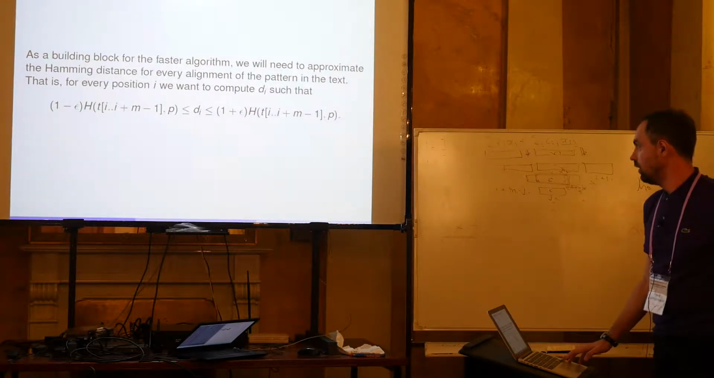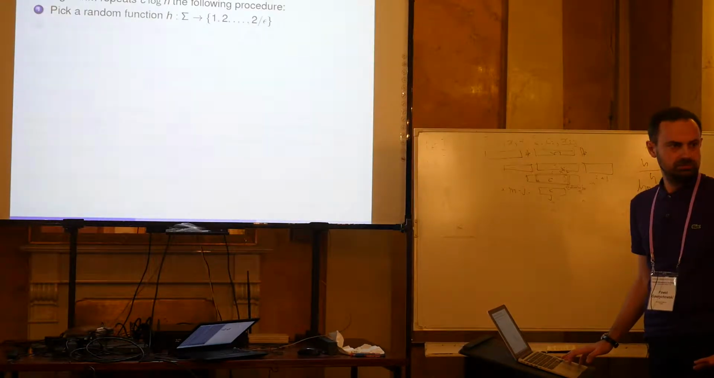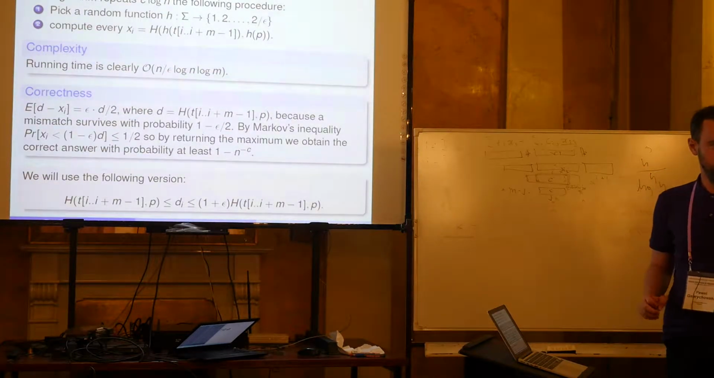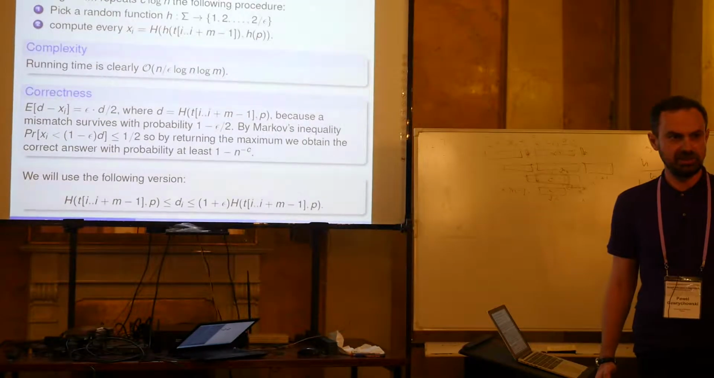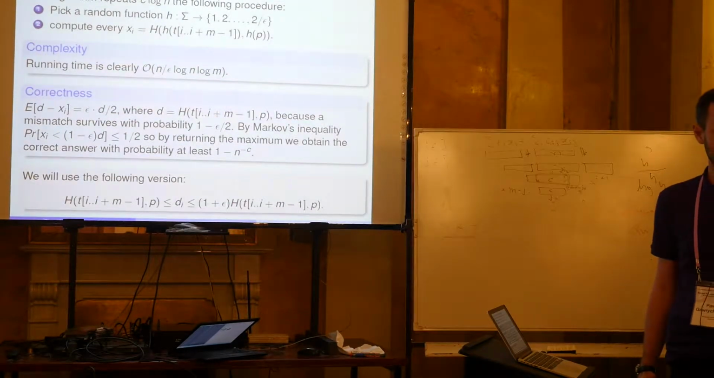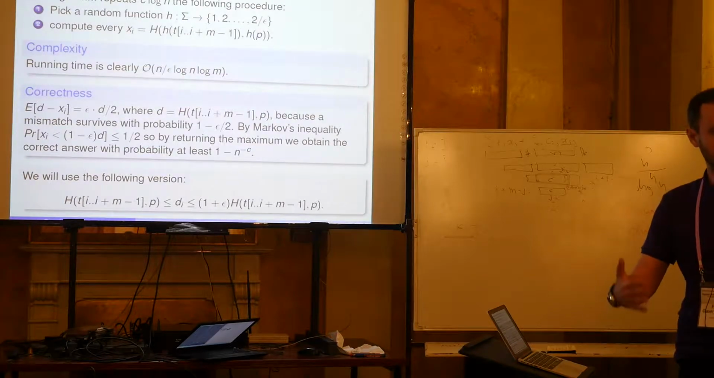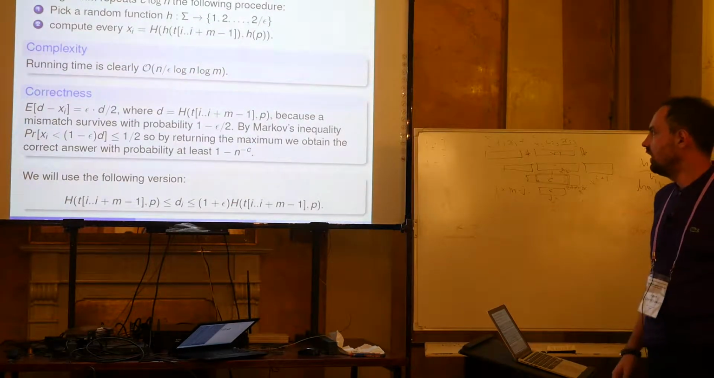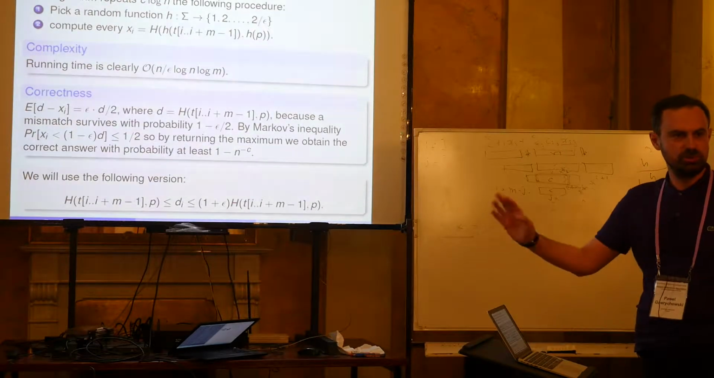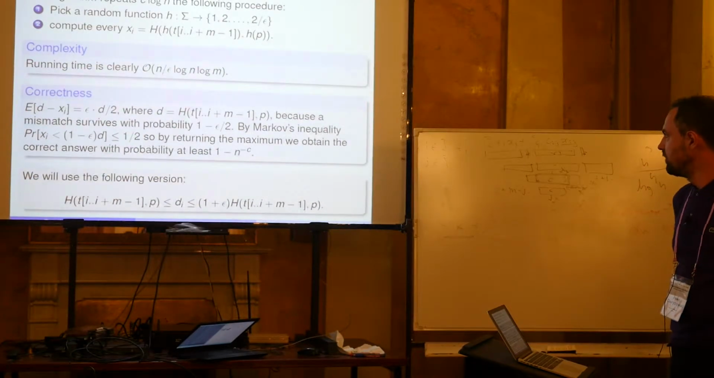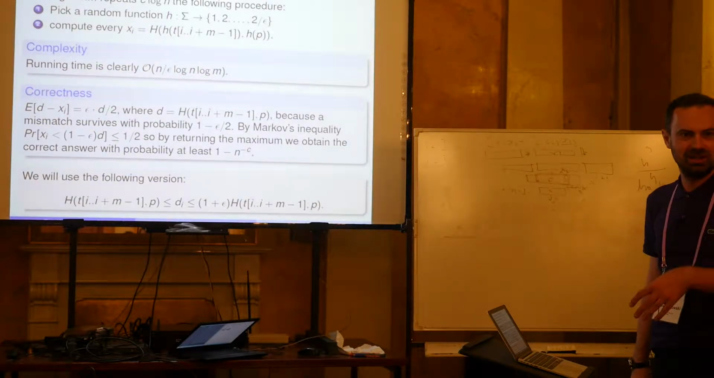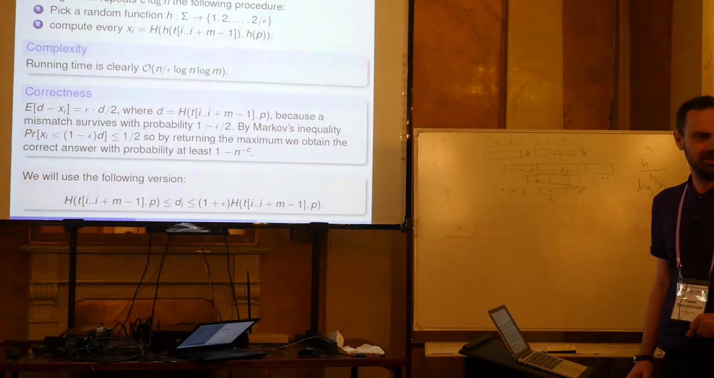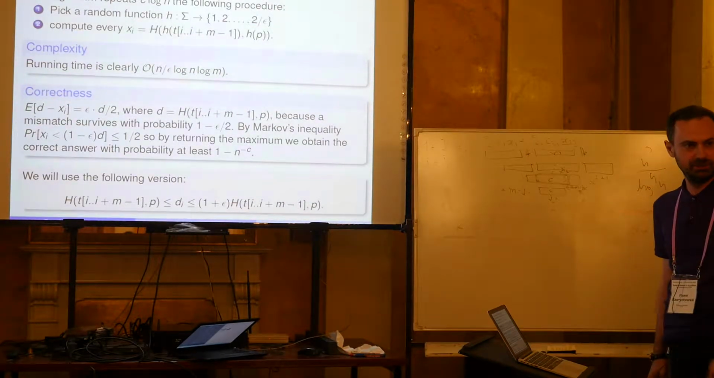Okay, so that's the algorithm. We will use this version. The answer is at least the Hamming distance, and at most 1 plus epsilon times the Hamming distance for every position i with some good probability. And the time to find this approximation was only n over epsilon times some logs. From now on, I will keep adding logs one by one, so I will not write them down explicitly because then it's ugly. So it's essentially n over epsilon.